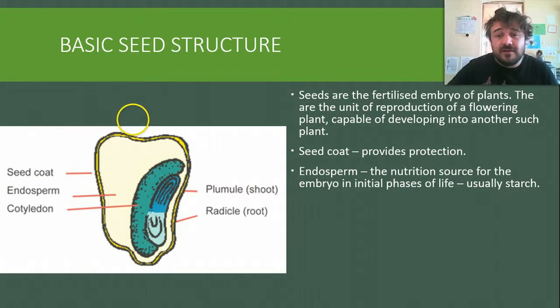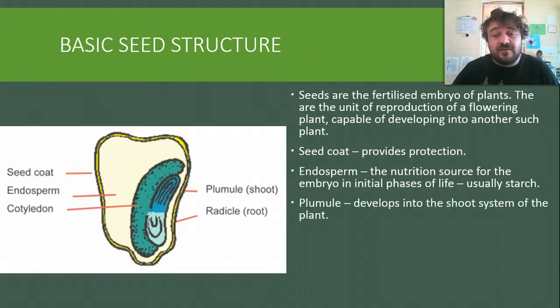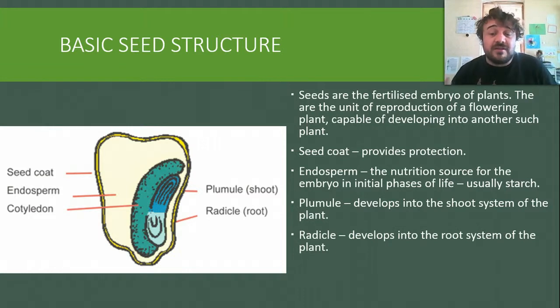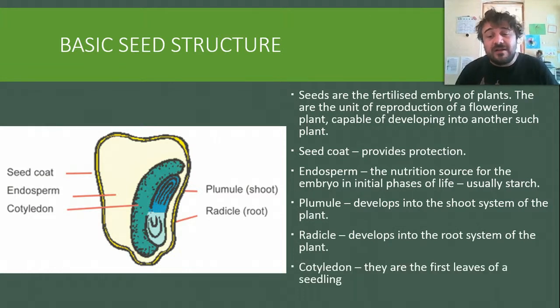That's this area here. The plumule is what turns into the shoot system, so that's everything above the ground for the plant. And the radicle is what's below the ground, and a cotyledon. These are the first leaves of a seedling plant. Now, we actually use these as a way to segregate and divide plants, so it's used as a taxonomic structure. So we use it to define the plants, which we'll see in a second.